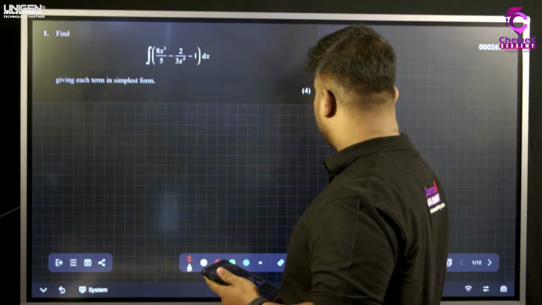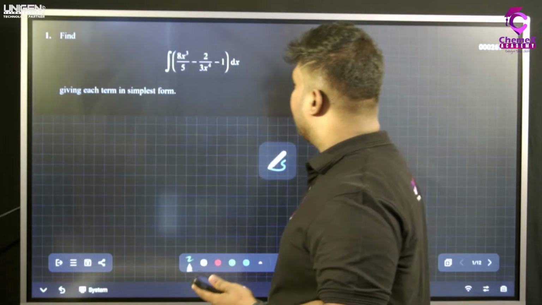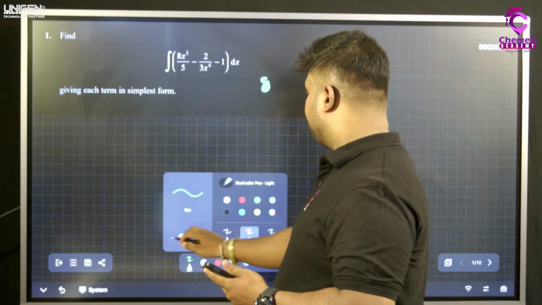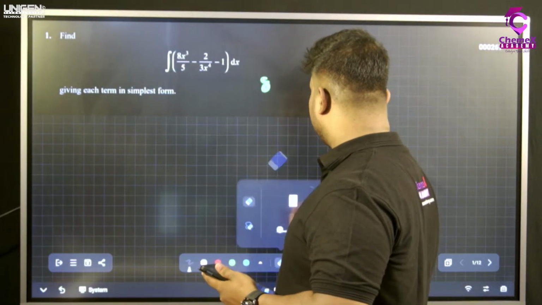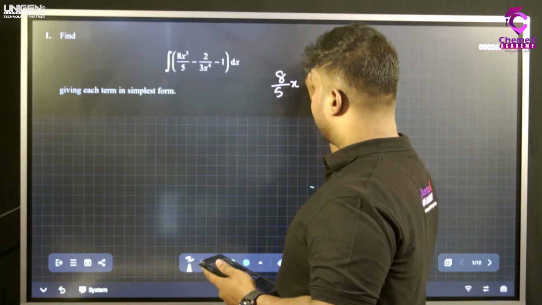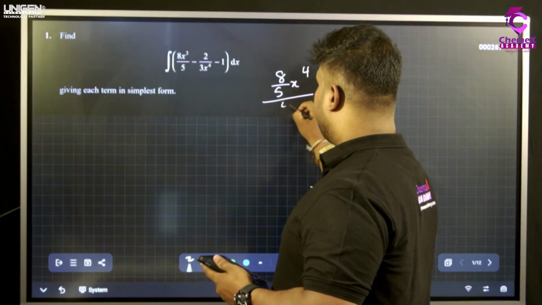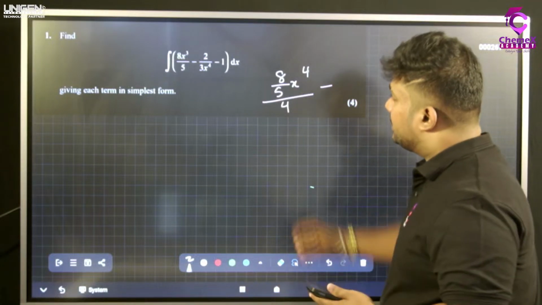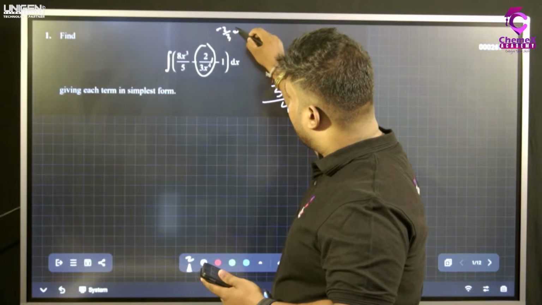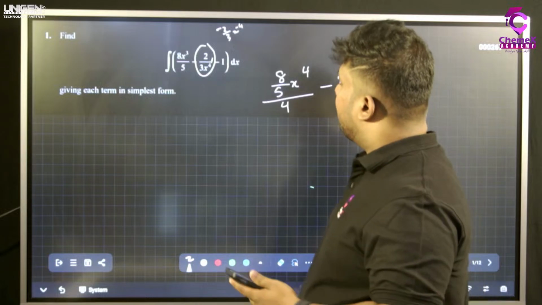Hope you can see clearly. So how do you integrate 8 over 5? 8 over 5 x to the power 3 plus 1 is what? 4, right? 4 divided by 4. Minus, so this part you need to take the x up, so it's going to be minus 2 over 3 x to the power minus 4, minus 2 over 3 x to the power, what's minus 4 plus 1?